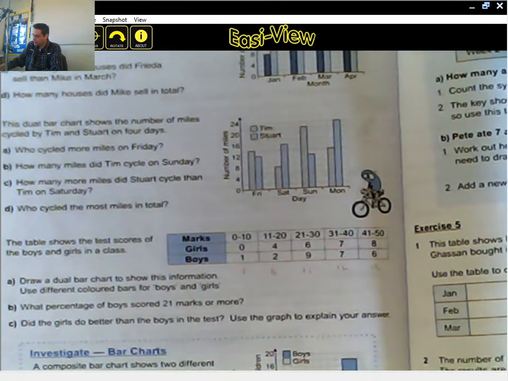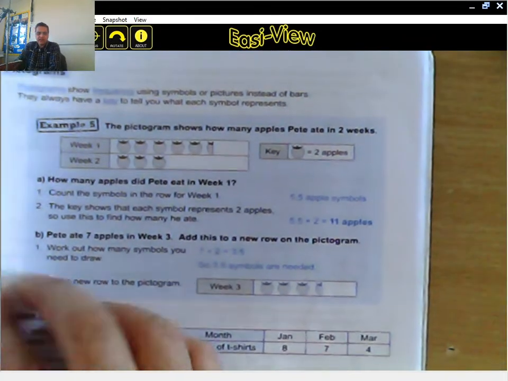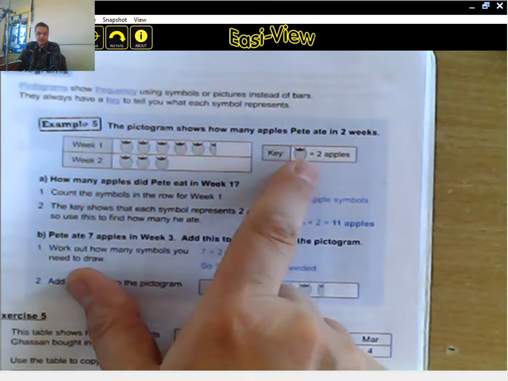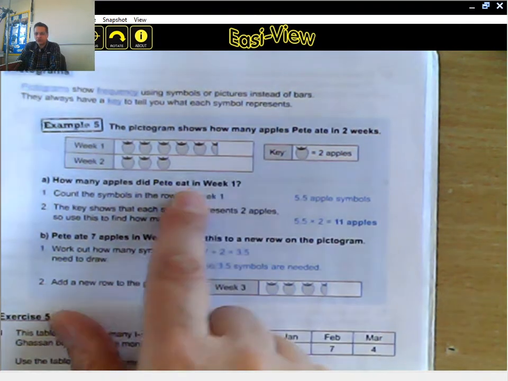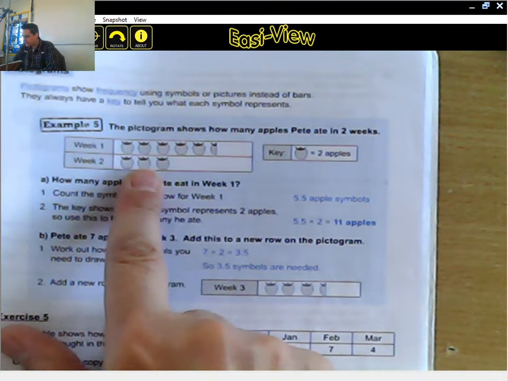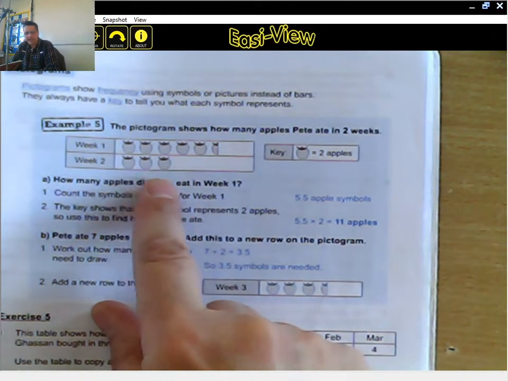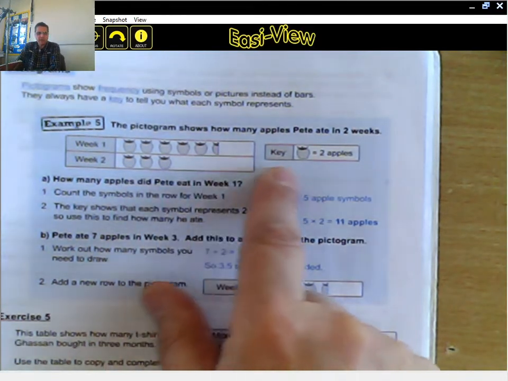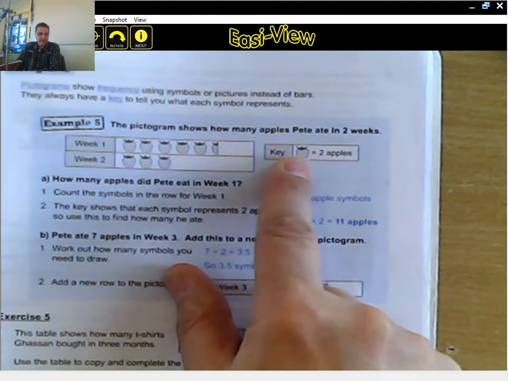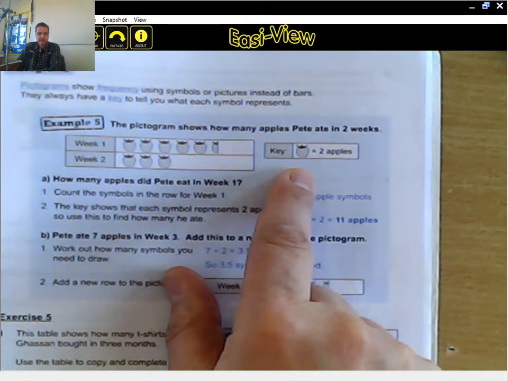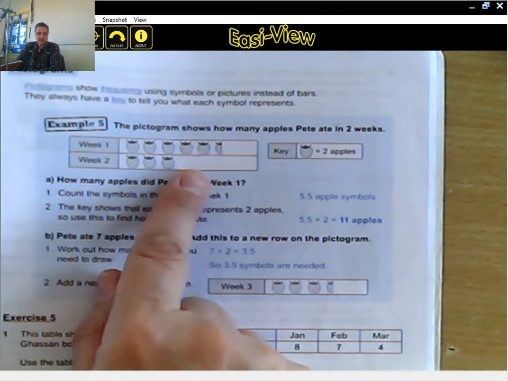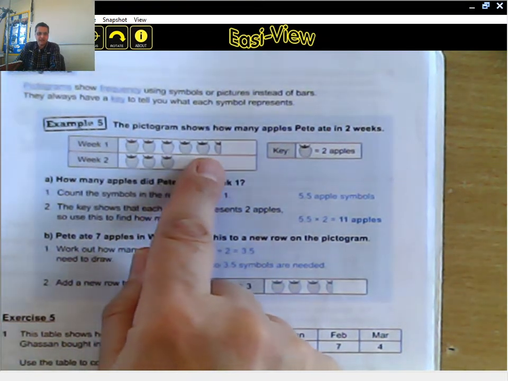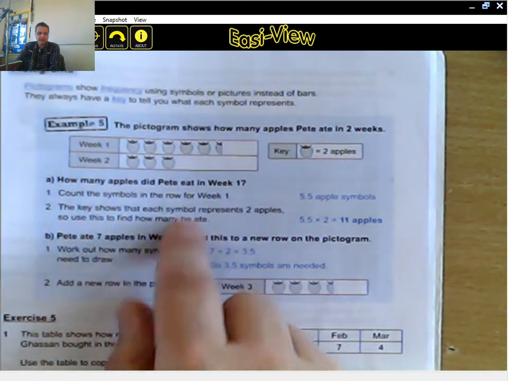Let me guide you onto pictograms again, not very high level. Here, a key usually comes alongside a graphic, and this graphic represents a certain number. The whole point of a pictogram is you don't draw, for example, 10 apples to represent 10. You maybe have one graphic of an apple to represent 2. So here, 2, 4, 6, that represents 6 apples. 2, 4, 6, 8, 10, and half of 2 is 1, that represents 11 apples.